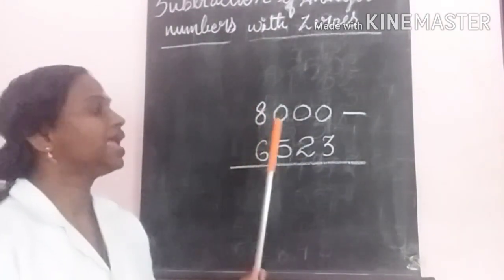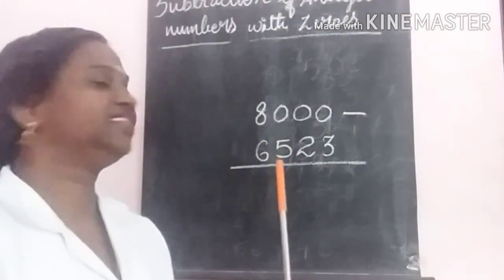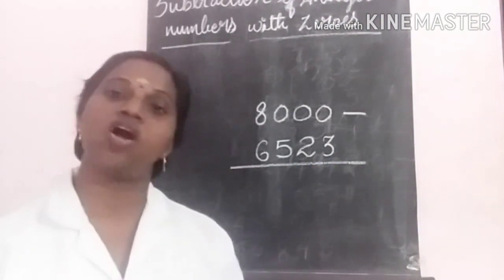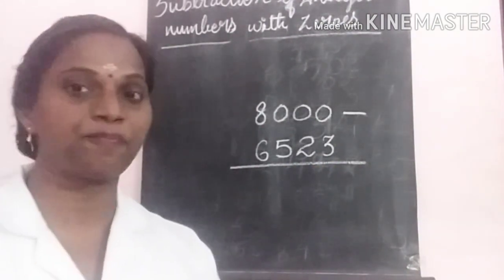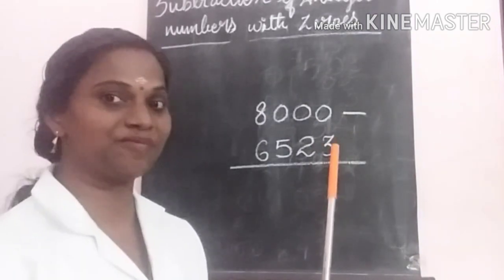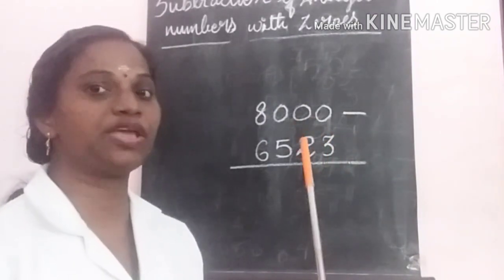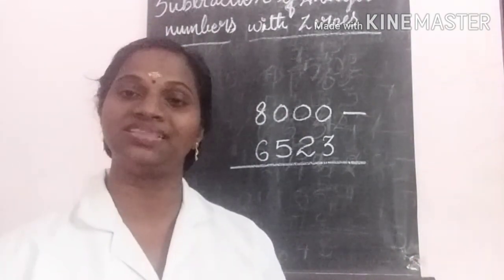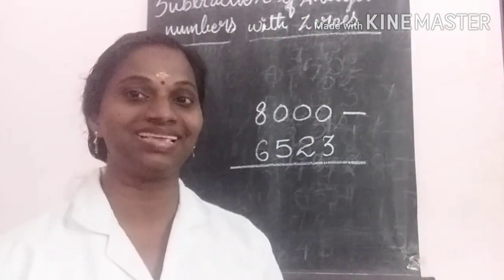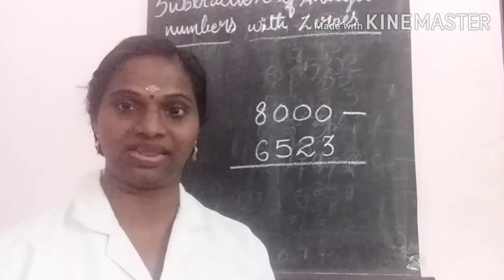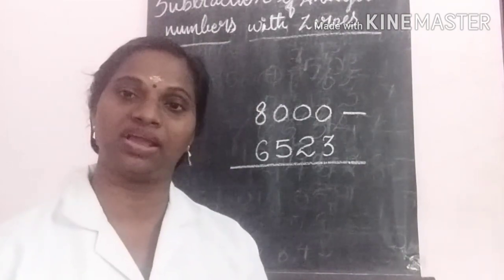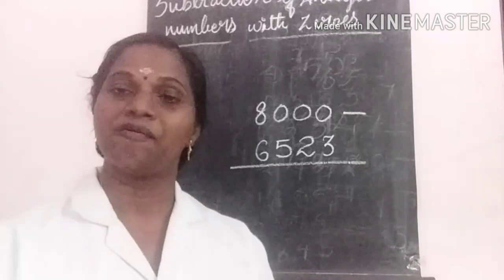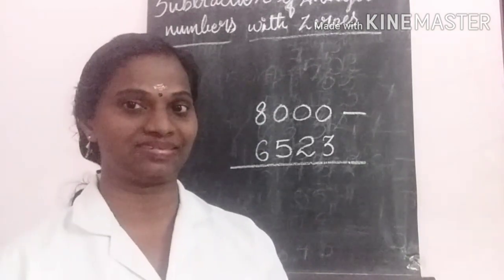Here we have 8,000 minus 6,523. So always start from the ones place. Which digits are in the ones place? Yes, 0 and 3. So 3 is greater than 0, or 0 is lesser than 3. So we cannot subtract. Then what will we do? Yes, we can borrow 1 from the tens place.